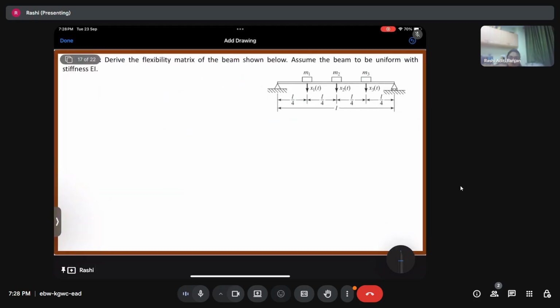Coming on to question number 5. Now we have to find out the flexibility matrix for the beam shown over here. Here we don't have to find out the stiffness matrix, but rather we have to find out the flexibility matrix. Again, what was the flexibility matrix? Flexibility was nothing but the inverse of the stiffness matrix, right? And that is what we have to find out over here. So now look over here. We have a simply supported beam. Just a second.